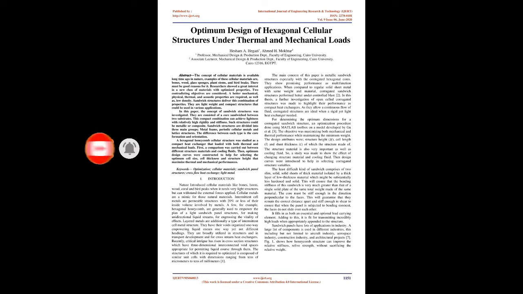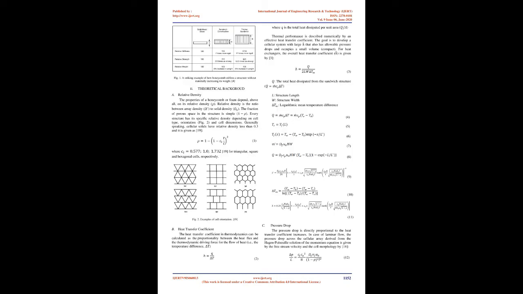Introduction. Nature introduced cellular materials like bones, horns, wood, coral, and bird beaks when it needed very light structures that can withstand the external forces applied. Cellular metals are a mimic of those natural materials. Intermittent cell metals are permeable structures with 20% or less of their inside volume occupied by metal. A few, for example hexagonal honeycomb, are generally used to enable the design of light sandwich panel structures, for making unidirectional liquid streams, and for absorbing the energy of impacts.